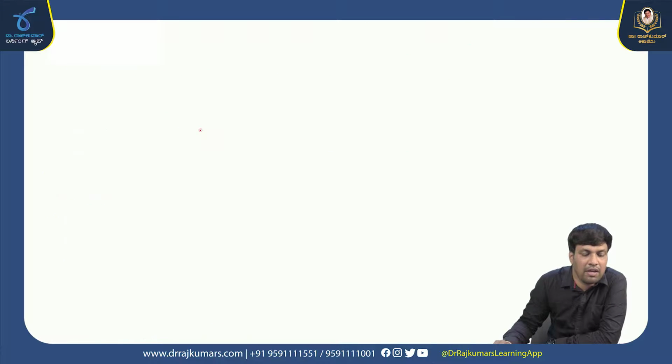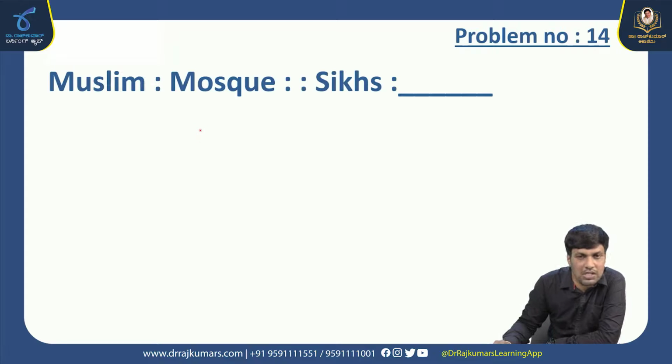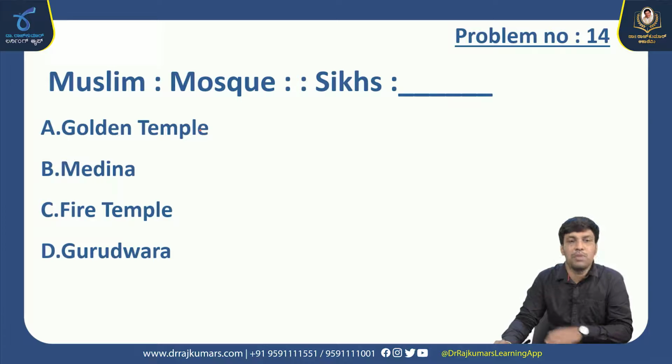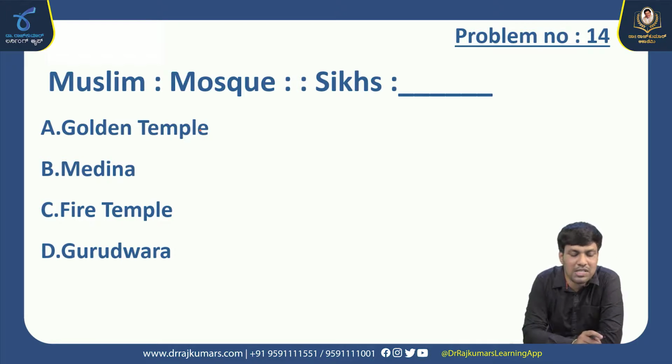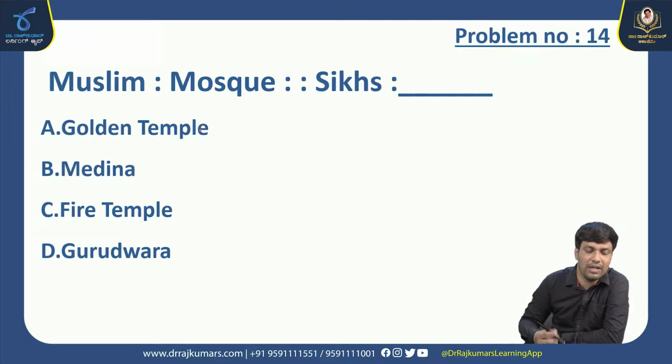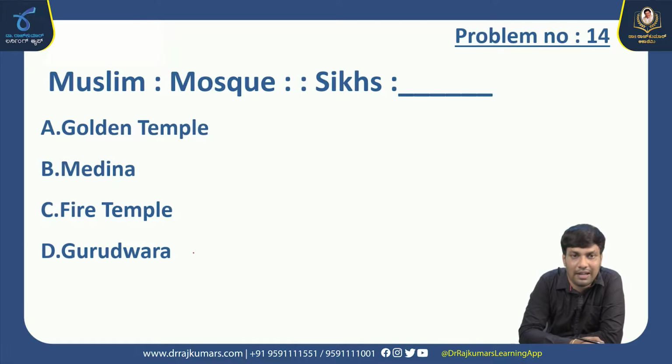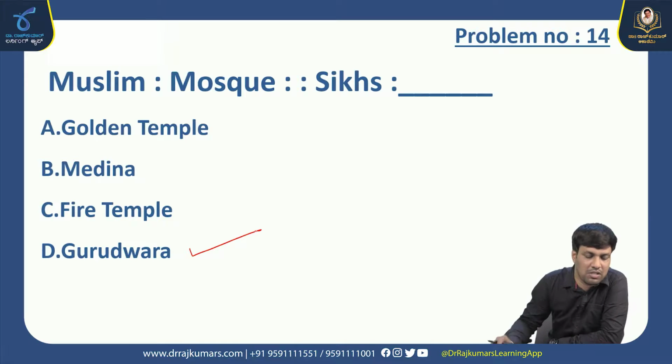Problem number 14. If Muslim relates to mosque, then how are Sikhs related? Options are Golden Temple, Medina, Fire Temple, and the fourth one is Gurudwara. A mosque is a place where Muslims perform their religious operations. We need to search where Sikhs perform their religious operations. Usually we know that Sikhs perform their religious operations in a Gurudwara. So the right option for this question is Gurudwara, option D. Moving on to our next question.